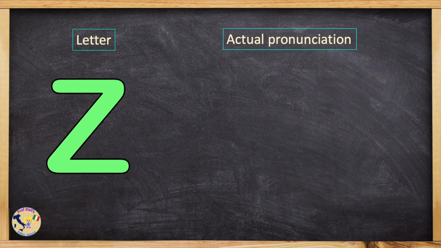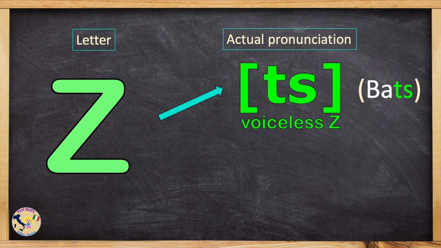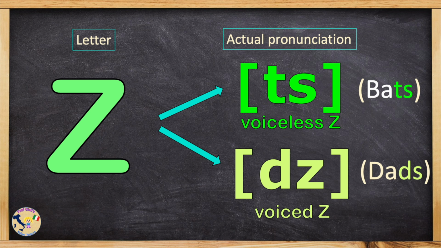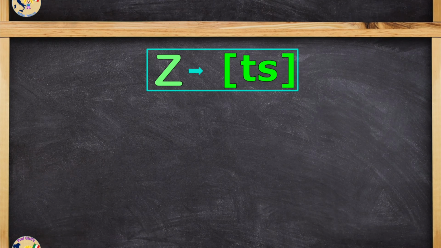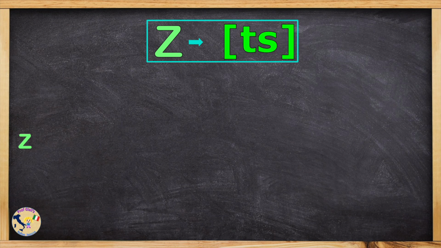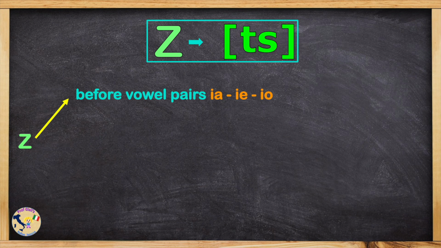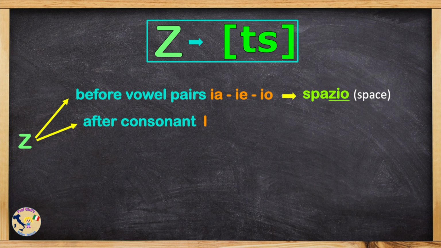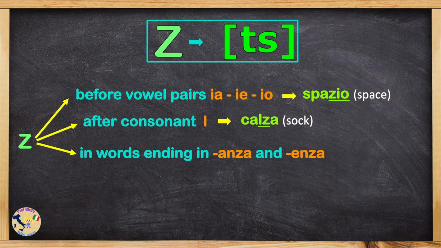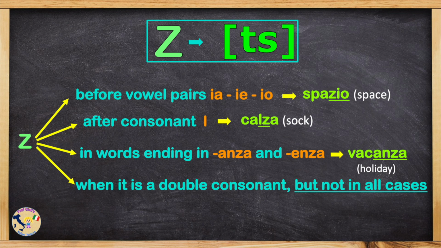As for letter Z, it can be pronounced in 2 ways: Z as in bats and D as in dads. Z has a voiceless sound Z in 4 cases: when it comes before vowel pairs ia, ie, io, as in spazio; when it comes after consonant L, as in calza; in words ending in anza and enza, as in vacanza; or when it is a double consonant, although not in all cases.